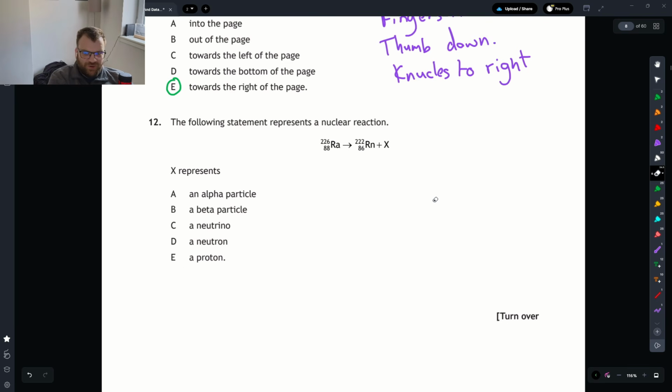Question 12 feels like home. This is very chemistry oriented. We have got to look at the differences in the top number, the mass number, which is 4. Bottom number is 2. 4, 2, He is an alpha particle. If it was beta, it'd be 0, minus 1, e, because it's an electron. Neutron, 0, 1, n. Proton, 1, 1, p. Answer A for this one.